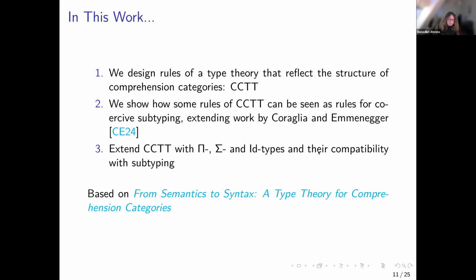I should point out that this talk is based on a paper that we have recently published called From Semantics to Syntax, a type theory for comprehension categories, that you might find on the arXiv.